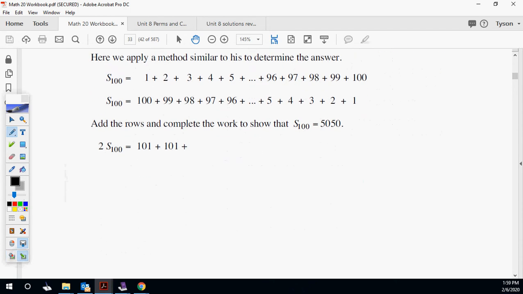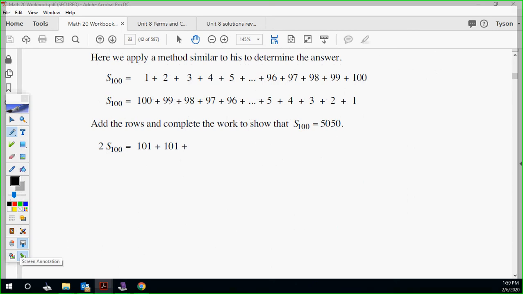Well, we can use our sequences and series to help us with that. Here we apply a method similar to what he did. S of 100 would be just adding them all, right? But we know if we went S of 100 and we went backwards to 1, that's the same thing. Does that make sense? So if I did that, do you see what every combination is? 101. So we can simply do 101 all the way out, right? We know it keeps going and it finishes with 101.